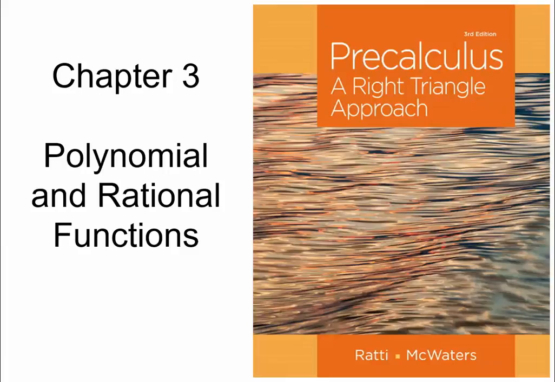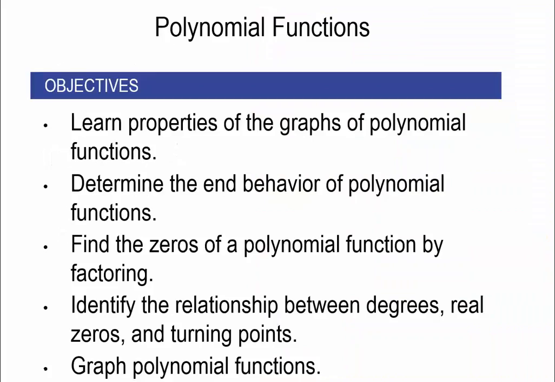So let's go on with chapter 3. We are looking at 3.2, even though it doesn't say it. We're going to learn a lot of definitions, vocabulary, a lot of stuff about polynomials. So the graphs of them, something called end behavior. The easy stuff is finding zeros by factoring. And then this whole relationship between degrees, real zeros, turning points, and then finally graphing these things here. But let's go for it here.